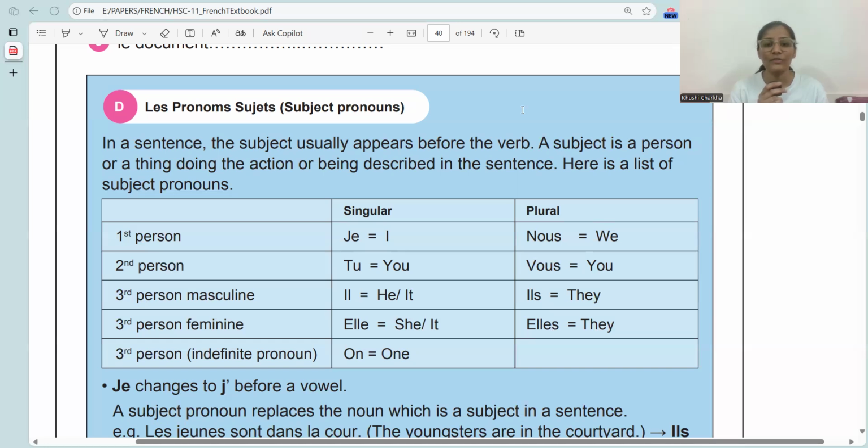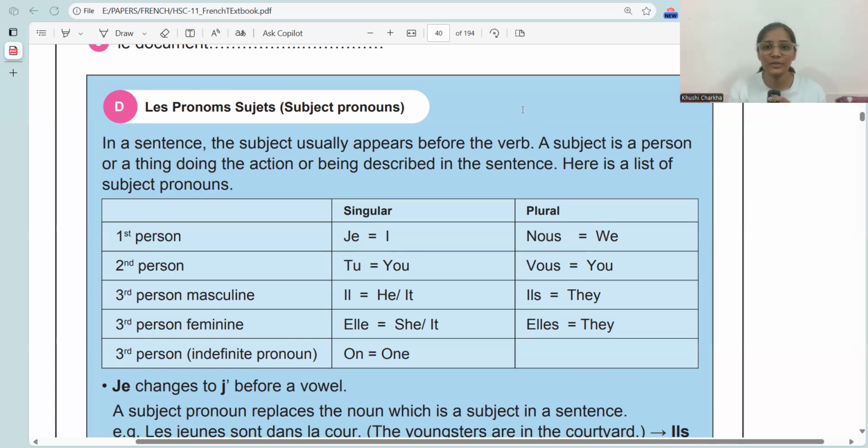Here is a list of subject pronouns. Now, the doer of the action, or someone or something which is being described in the sentence, means a subject. Now, subject pronouns. What do you mean by subject pronouns? In French, we have around, you can see, 9 subject pronouns. The first column is for singular, the second column is for plural.